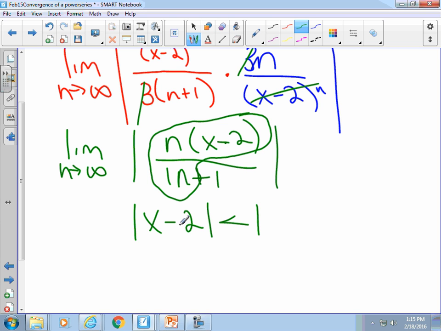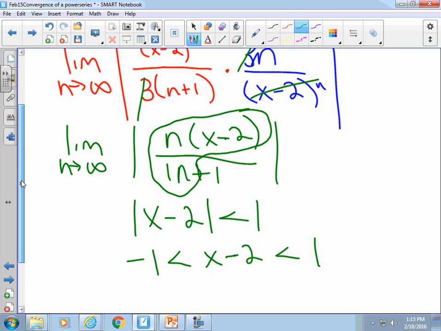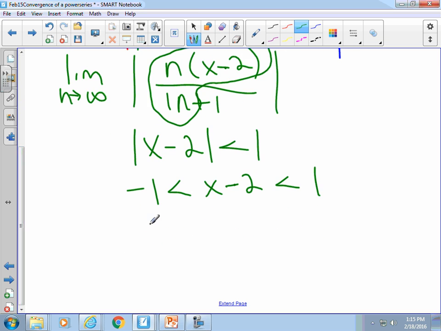I did the limit as n approaches infinity, which, as n gets really big, remember this 1 doesn't matter. And so you get the ratio of those leading coefficients. Good so far? Add the 2 to everything. So x is between 1 and 3.